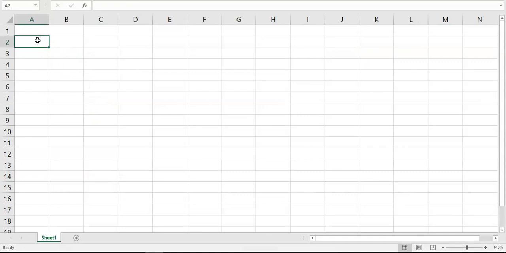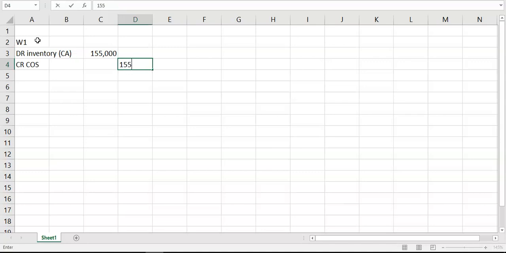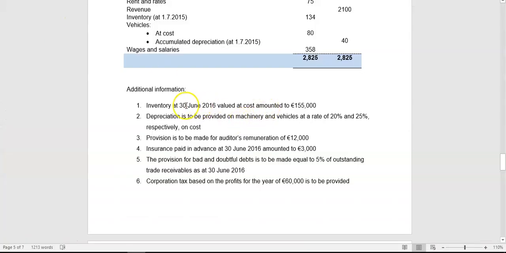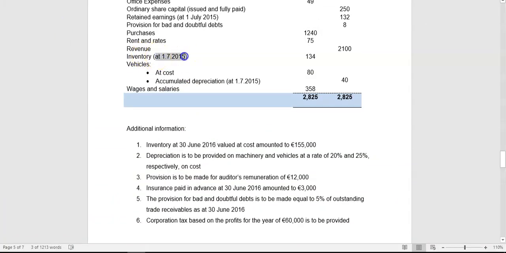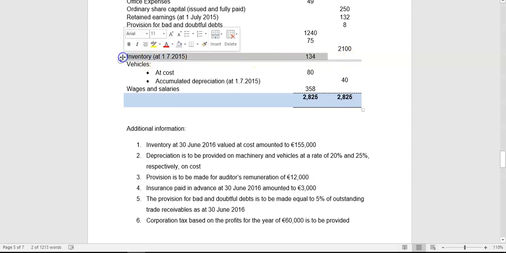So we're going to do working one, closing inventory. Remember, bringing in closing inventory is going to be debit inventory as a current asset and credit cost of sales. Nothing more complicated than that, and that is going to be 155,000. Sometimes you can be asked for journal entries, so it's no harm being able to complete those as well. That's inventory at the end of the year. Inventory at the start of the year, 2015, is already in as an asset, and that's going to go towards cost of sales, because it's going to be opening stock plus purchases.